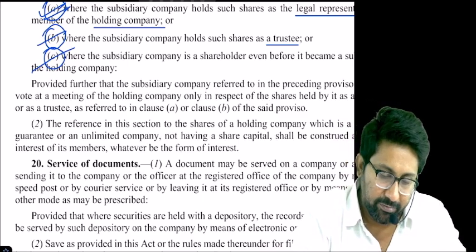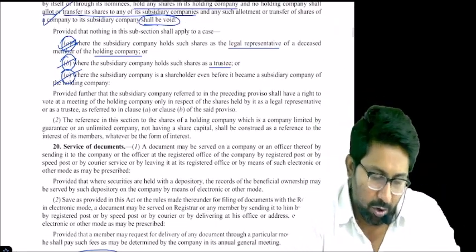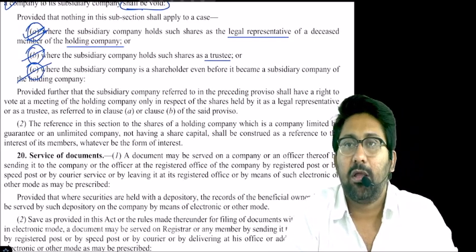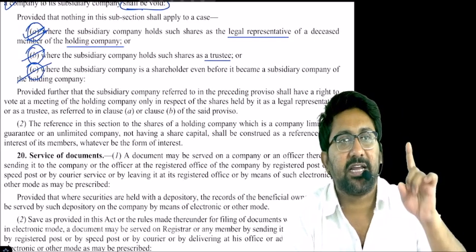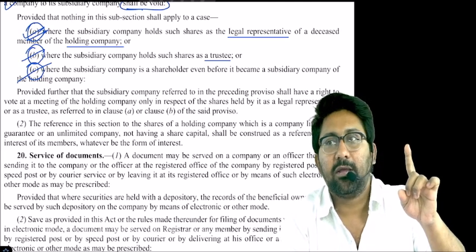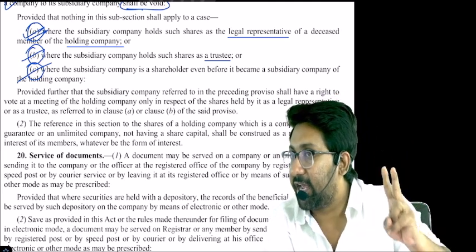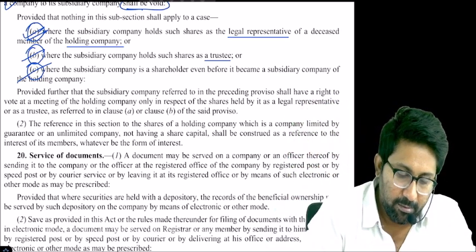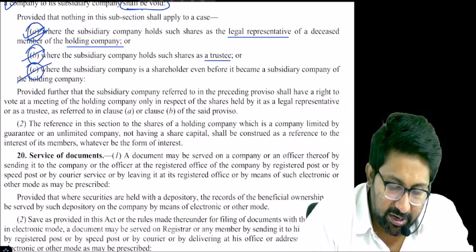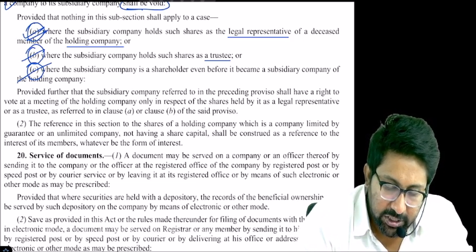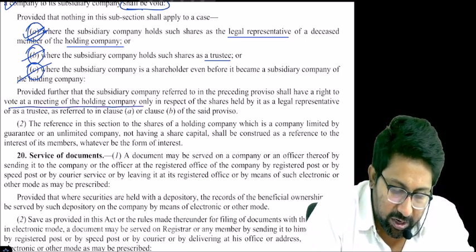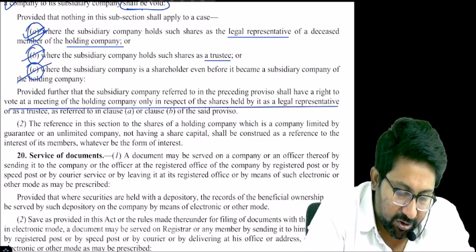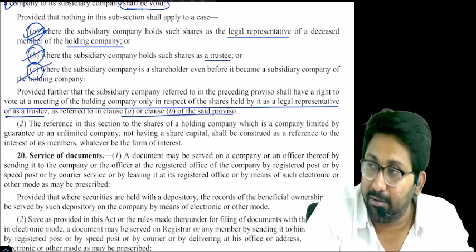Now, one point, tell me, voting rights will be given or will not be given? Use your common sense. First case, will it be or will it not be? Yes or no? Second case? Third case? Read the proviso. Provided further that the subsidiary company referred to in the preceding proviso shall have a right to vote at the meeting of the holding company only in respect of shares held by it as a legal representative or as a trustee. What does it mean?